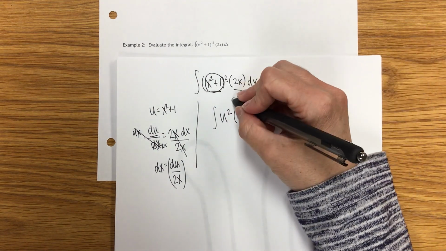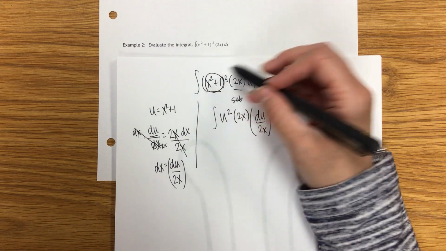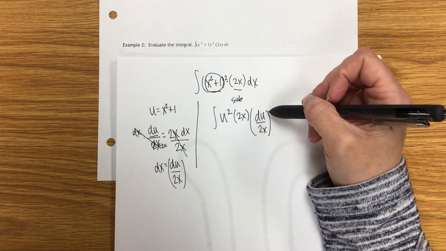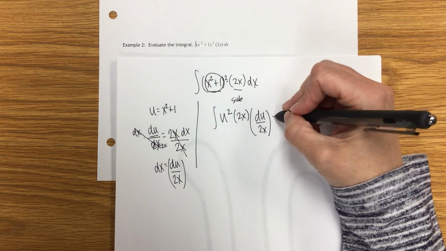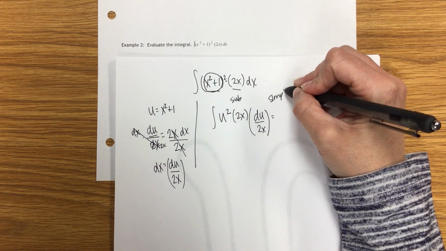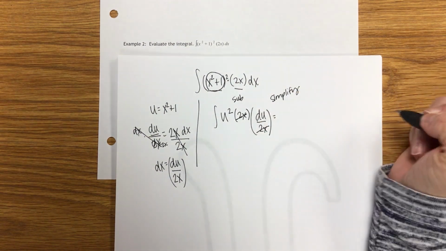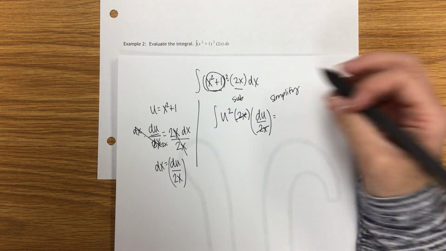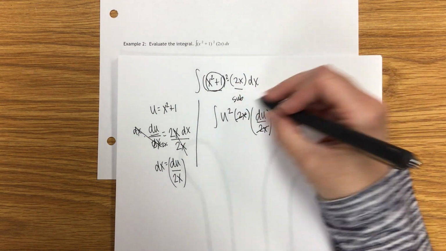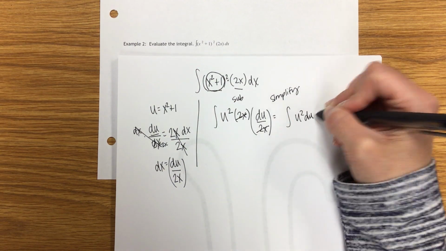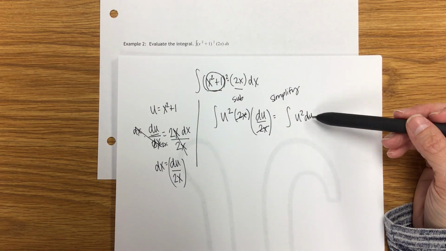Substitute out the u part and the dx part. Done. Now, the second part is to simplify, and if the problem works out well, your 2x and your 2x will cancel, so your x's are gone. And this is working out great, so I have u squared du. I've got it down to very simple, u squared du.